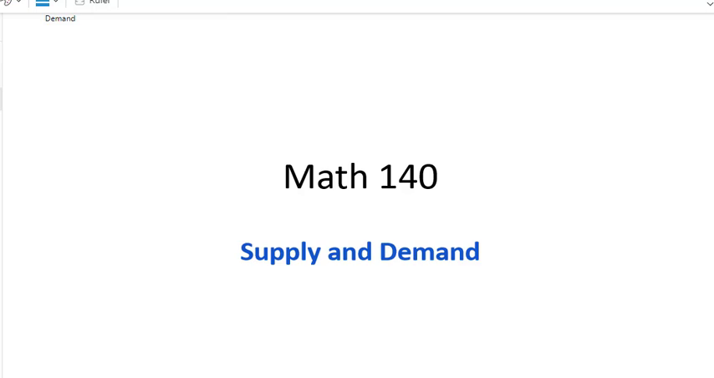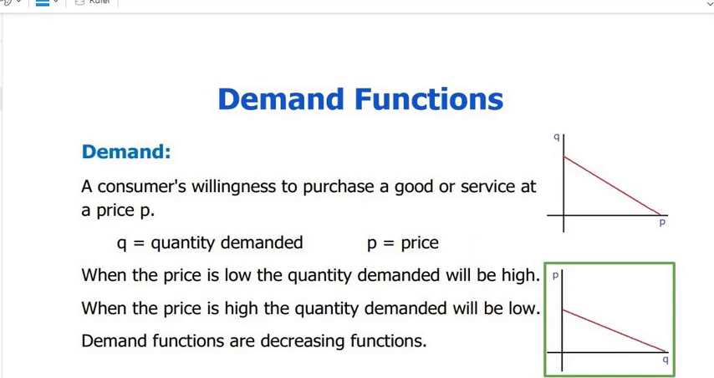In this video, we're going to be looking at the supply and the demand functions. For demand functions, we are typically going to be using Q for our quantity demanded and P for our price. Demand is the measure of the customer's willingness to purchase a good or service at a price P.